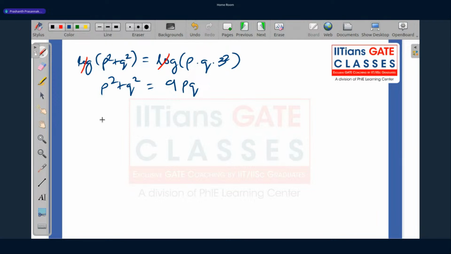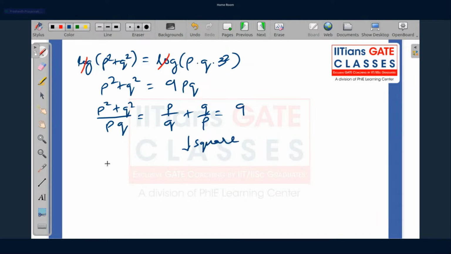So I'll take this PQ to the LHS. That will give me P square plus Q square by PQ. I'll simplify this a little further. P by Q plus Q by P is equal to 9. This thing I'll square. I'll have P square by Q square plus Q square by P square plus 2 into P by Q into Q by P is equal to 81.